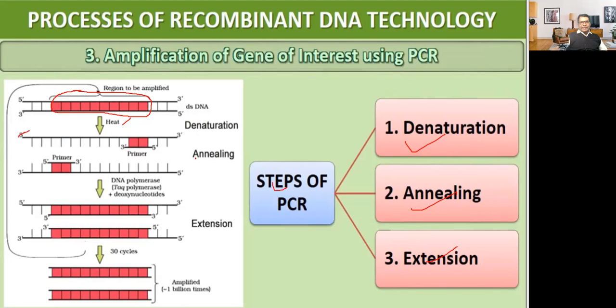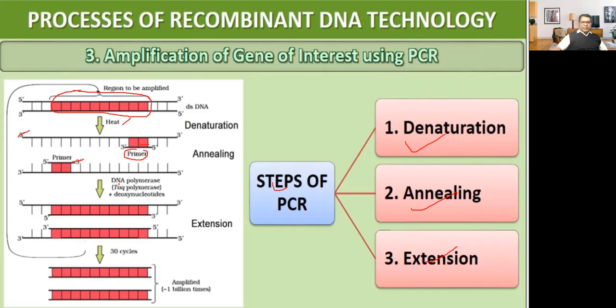Next is annealing. Here in annealing, what happens? Primers are added. Two sets of primers, this primer and this primer, plus the enzyme DNA polymerase. What are primers? Primers are oligonucleotides.